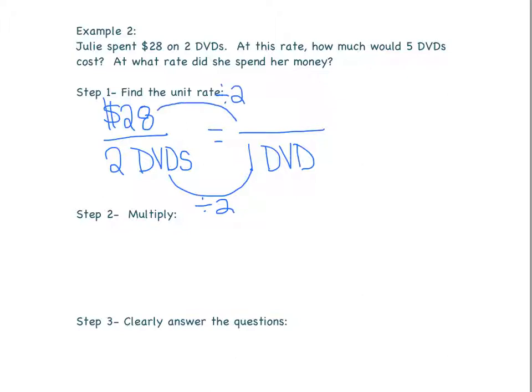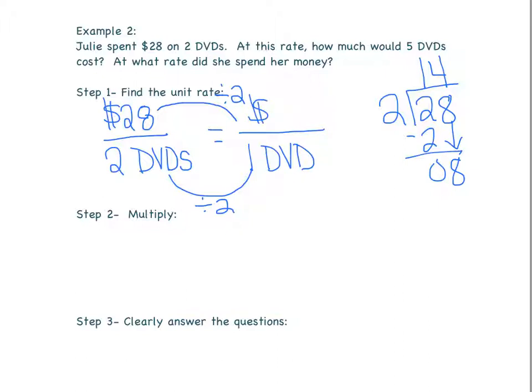Okay, 28 divided by 2. Let's do the math off to the side. 2 goes into 2 once. Bring down our 8, and 2 goes into 8 4 times. So we're left here with $14. Okay, and what that means is our unit rate is $14 per 1 DVD. So 1 DVD costs $14.